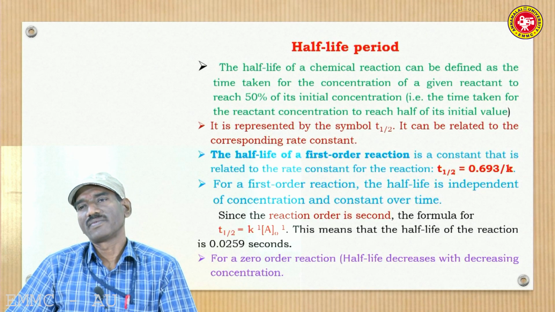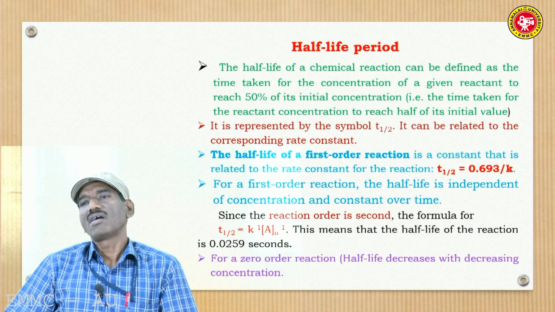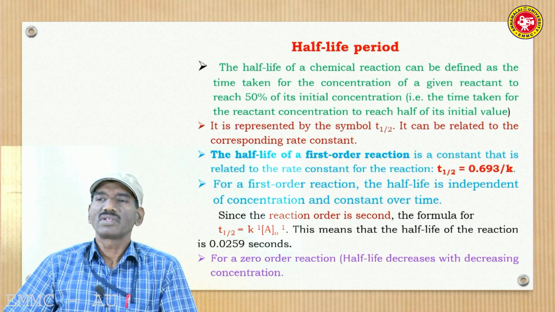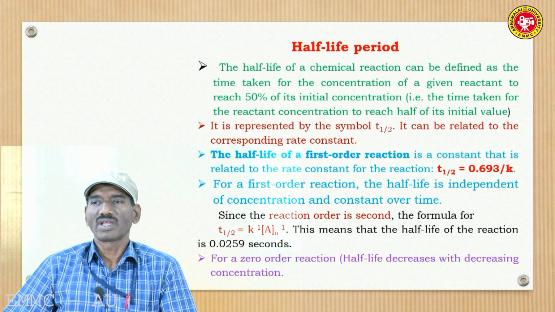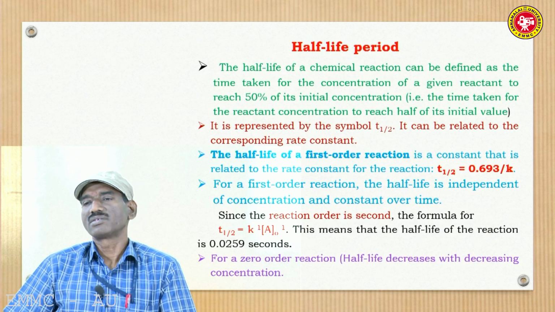Half life period. The half life of a chemical reaction can be defined as the time taken for the concentration of a given reactant to reach 50% of its initial concentration, that is, the time taken for the reactant concentration to reach half of its initial value. So, whatever initial amount we have taken may be reduced to half of the portion. It is represented by the symbol t1/2.